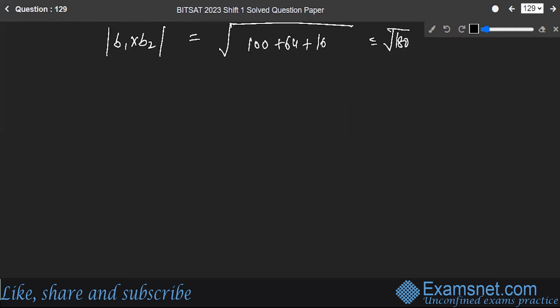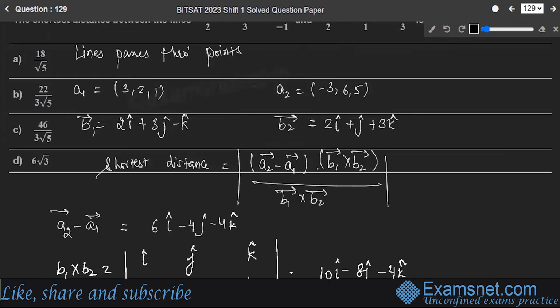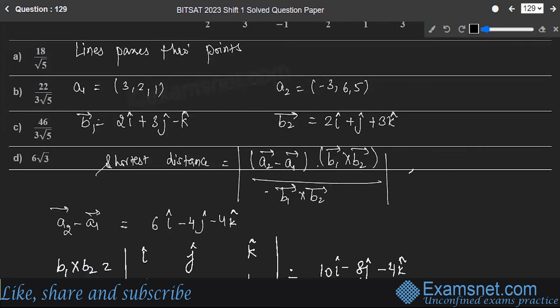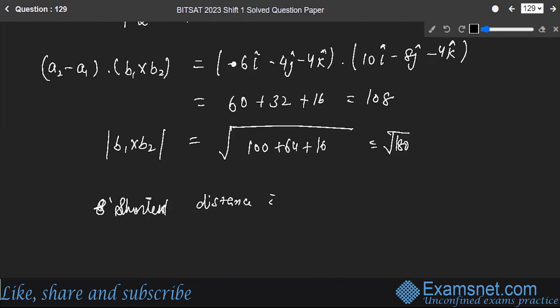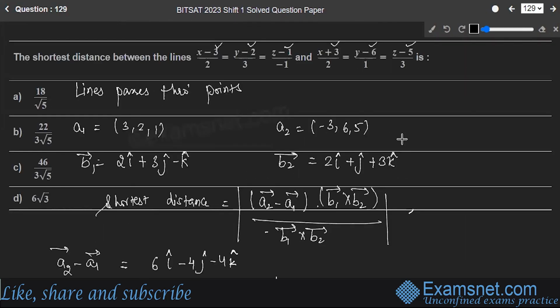So the shortest distance is given by this formula. It was the magnitude of this, which is equal to 108 divided by root of 180. This is 108 divided by 6 root 5, or this is equal to 18 upon root 5. So this is the answer, 18 upon root 5. You have option A as the right answer.